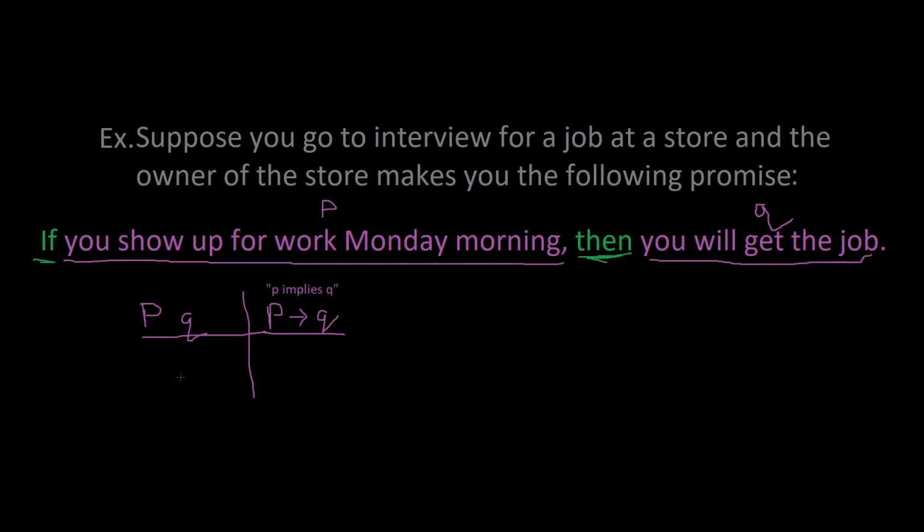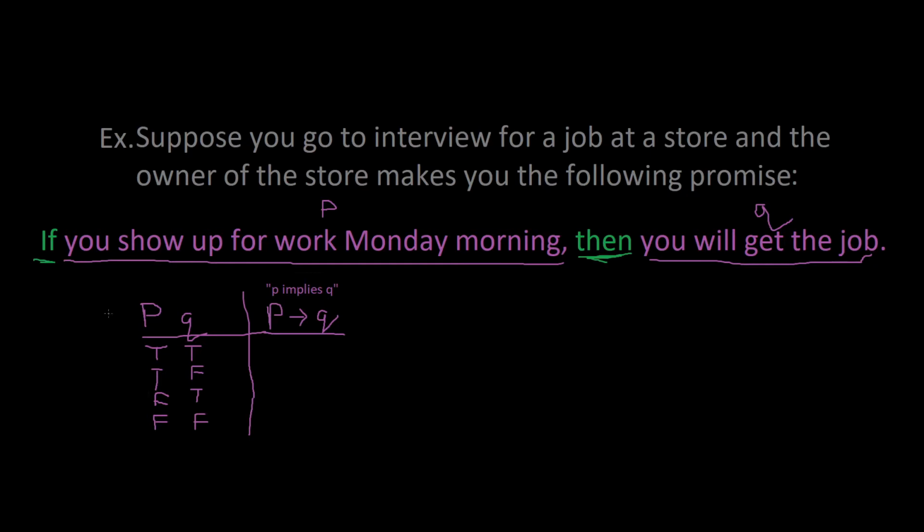Now we're going to make a truth table for P and Q. We denote these as follows: true, true, false, false, true, false, true, false. And now we're going to have "if P then Q," or you could say "P implies Q." Those are just two phrases we use interchangeably, like many terms we use in math. Let's carry on.